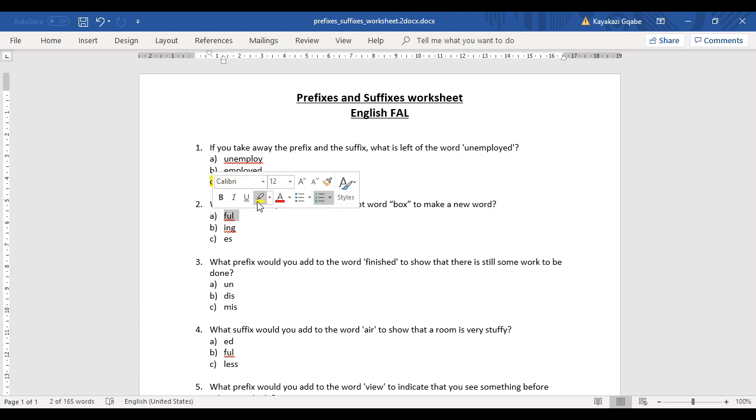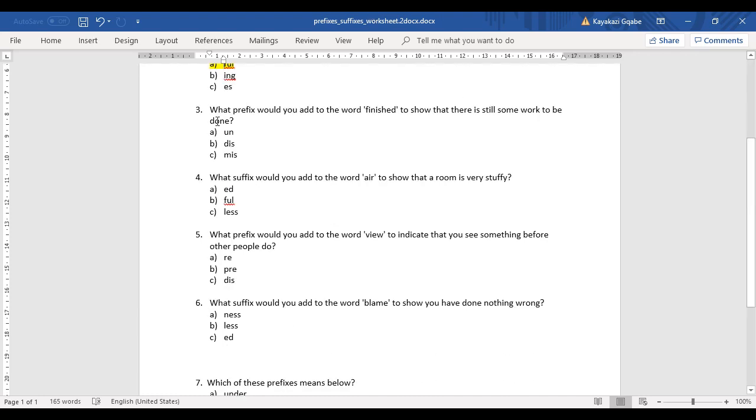Let's highlight that. Right. And then number 3 says, what prefix would you add to the word finished to show that there is still some work to be done?